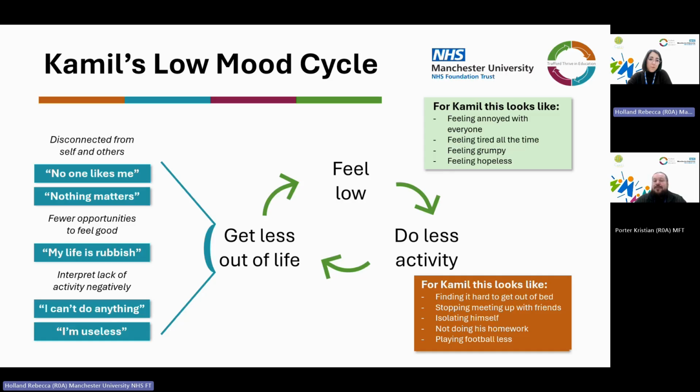So he still has that disconnected from self and others, no one likes me, nothing matters. He still feels those fewer opportunities to feel good, my life might be rubbish. And he can interpret a lot of activity negatively. So he can't do anything, I'm useless as a result of doing less activity. This then leads on to the feeling low segment, which for Camille felt like being annoyed with everybody, feeling tired all the time, feeling grumpy, and feeling hopeless. As you can imagine, this cycle's quite debilitating, as Rebecca touched on. And we're going to have a little bit of a think about how we might break out of that cycle over the next few slides.